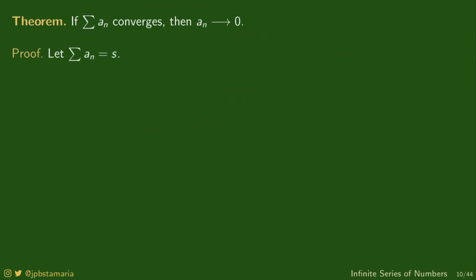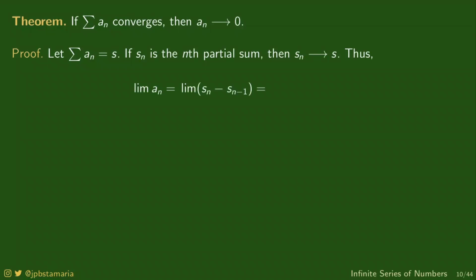You know why? Kasi, kunwari, convergent nga sa summation an. So, kunwari, ang sum ay s. Because the sum is s, if s sub n denotes the nth partial sum, you know from the definition that s sub n converges to s. Okay? Sino ba si an? Si an, bakit 0 ang limit nito? Kasi, the truth is, si an, siya lang yung difference nung s sub n tsaka nung s sub n minus 1. Anong sinasabi ni sir? Ganito yan.